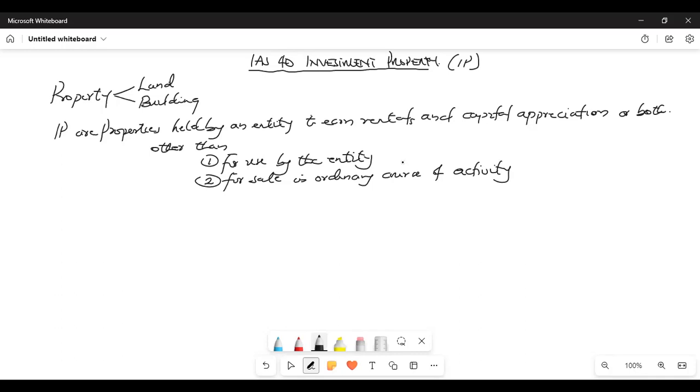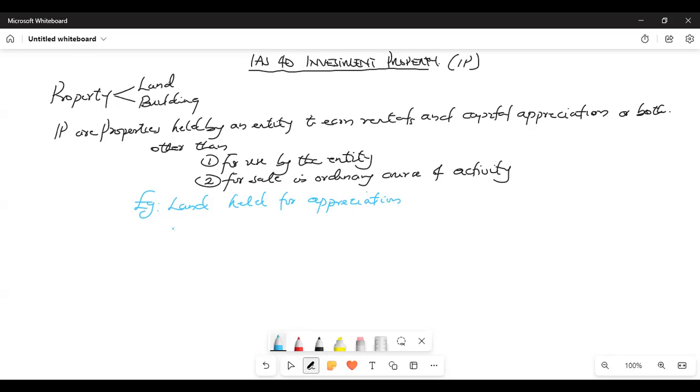All right. So in the absence of any question, let's get some examples. What are some of the examples of IP? All right. So we have land, like I mentioned, land held for capital appreciation. You don't do anything with the land. All you do is keep it so that the value will appreciate. So, land that is held for appreciation.